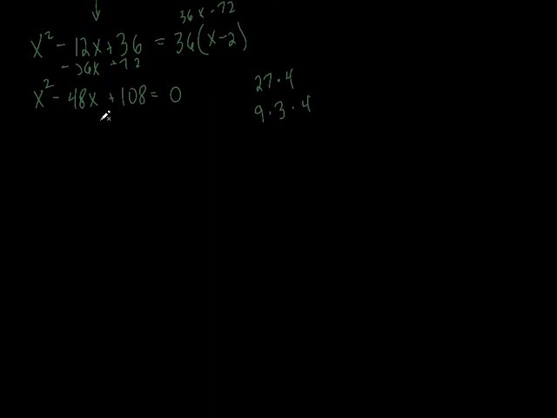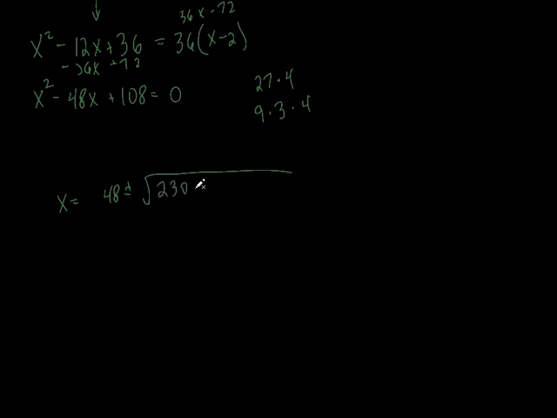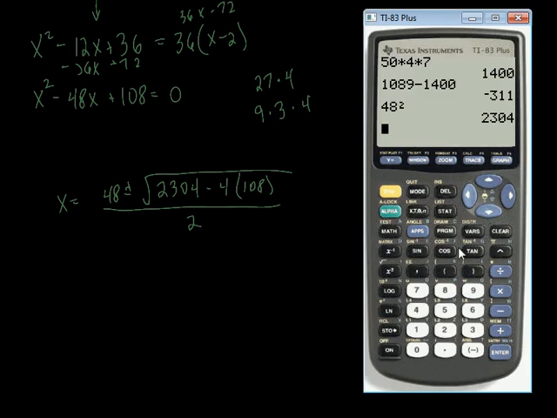Okay, I think we decided this does not factor, right? So let's use the quadratic formula. Let's do it real quick. So x equals negative b, or 48, plus or minus the square root of b squared. 48 squared, right? 2304, okay? 2304 minus 4 times a, which is just 1, right? Times c, which is 108. And that's over 2 times a, which is just 2. So what's that? 432.